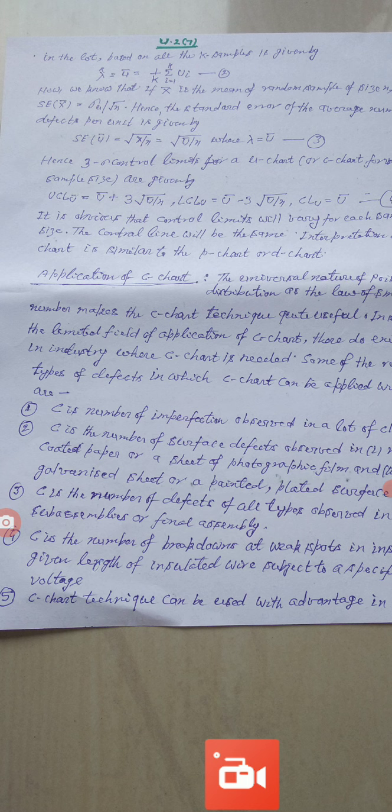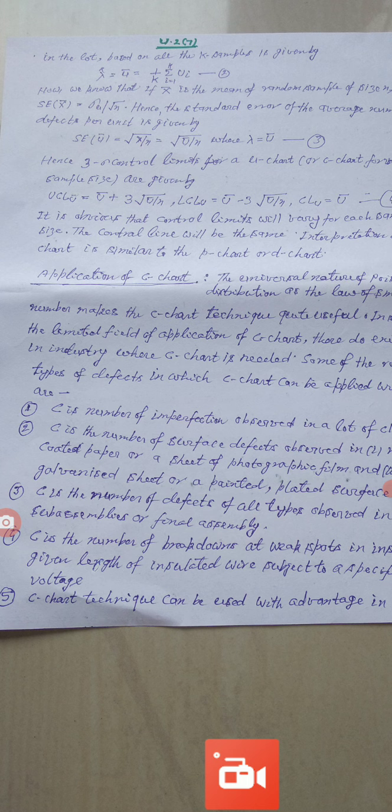Let it be equation number 3. Hence the 3 sigma control limits for a u chart, or C chart for variable sample size, are given by: the upper control limit UCL is equal to u bar plus 3 root of u bar upon n. Similarly, LCL is equal to u bar minus 3 root of u bar upon n. And the central line CL is equal to u bar.